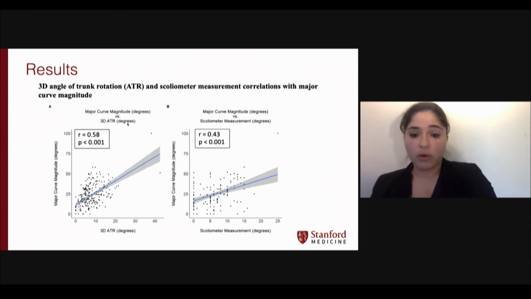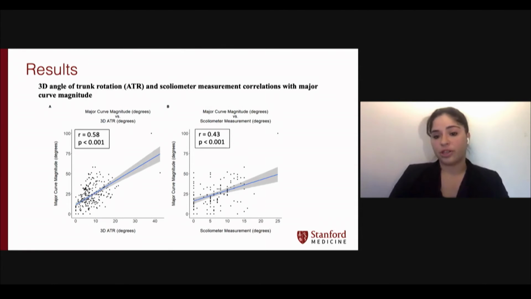We then correlated 3D angle of trunk rotation and scoliometer measurement to the major curve magnitude, which is a major metric that's used for diagnosis of scoliosis and to guide treatment as of right now. And we found that the 3D angle of trunk rotation had a higher correlation with the major curve magnitude than the scoliometer measurement.